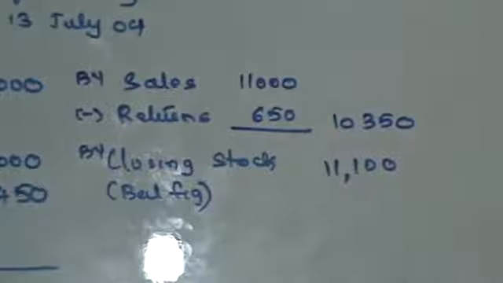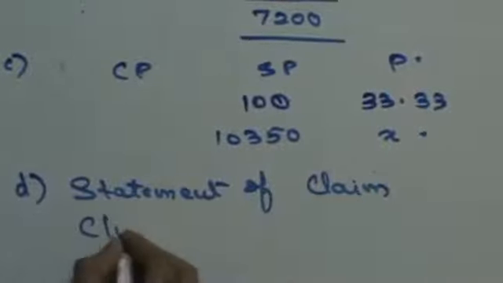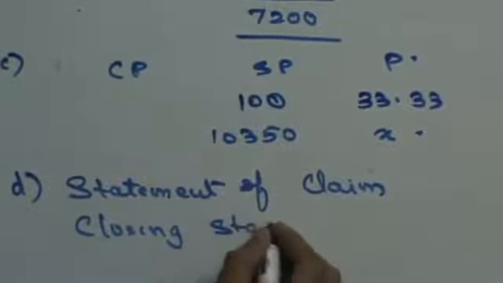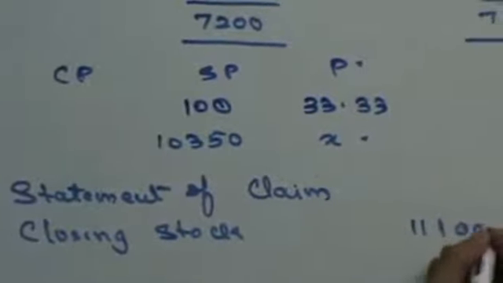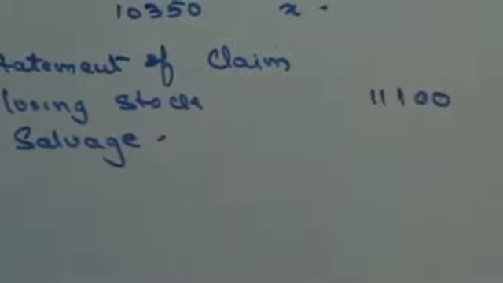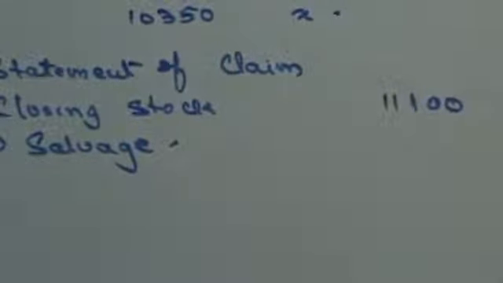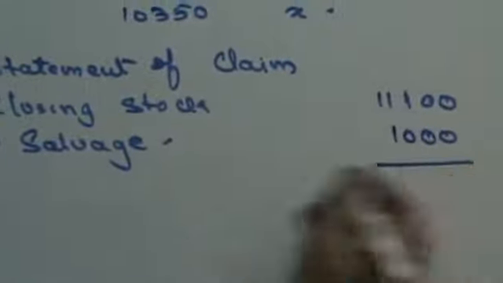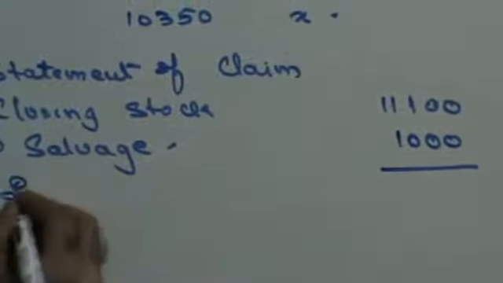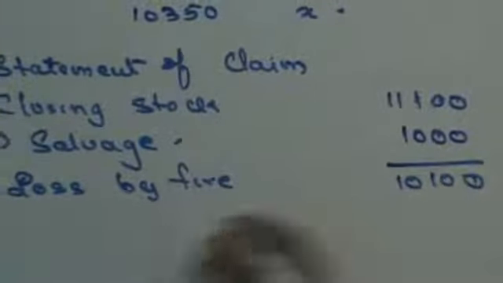Now, once I have this, let's make statement of claim. Closing stock. Closing stock we found out is 11,100 less salvage. Salvage is given to you as, right in the beginning they've given you that 1,000 rupees is your salvage, right? So in which case your loss by fire is going to be 10,100.